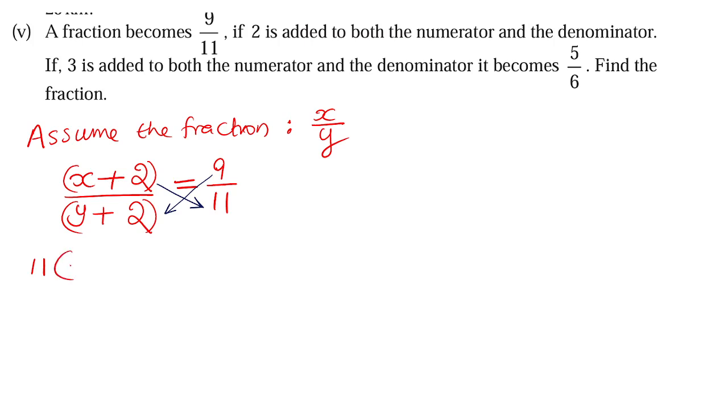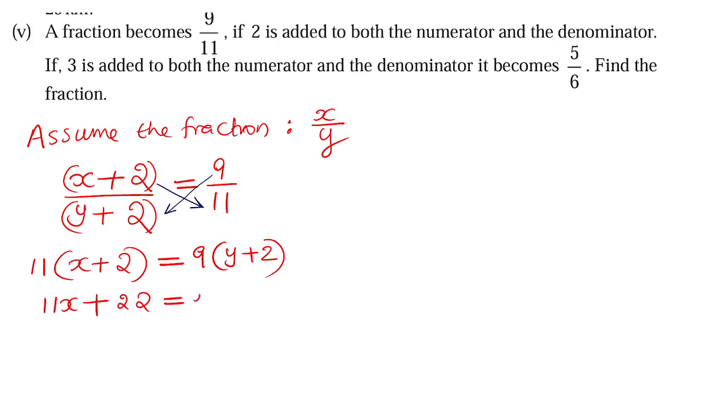Cross multiplication: 11 into x plus 2 is equal to 9 into y plus 2. Is that okay? Cross multiplied. Let me open the bracket. 11 can be taken inside the bracket: 11x, 11 into 2, 22. Right side, 9y plus 9 into 2, 18.